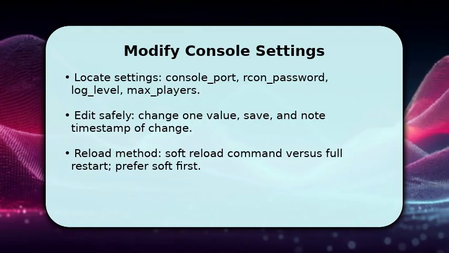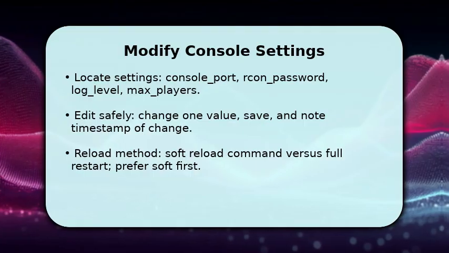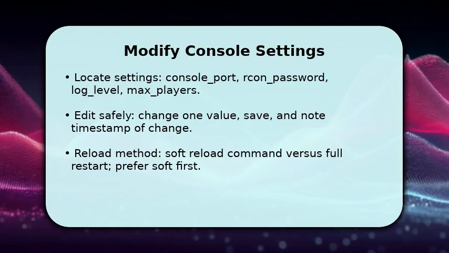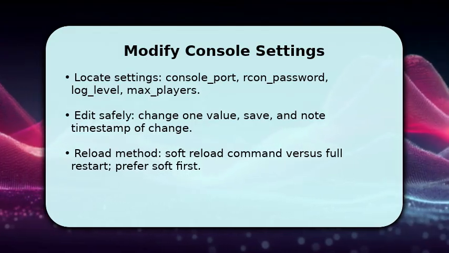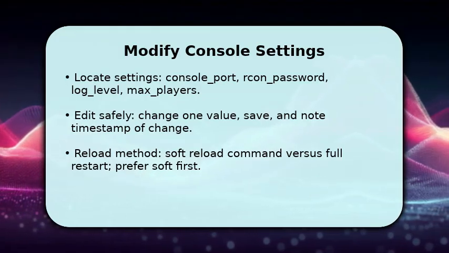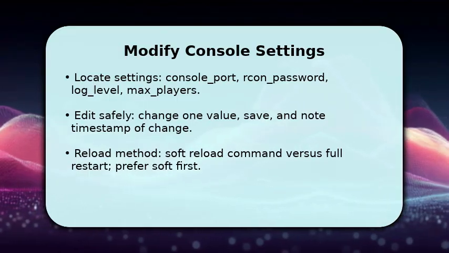Change Archon password and console port if needed, adjust log level to verbose for troubleshooting, and update max players only if resources allow. Once done, save the file and record the exact edits and time. This makes rollback straightforward.